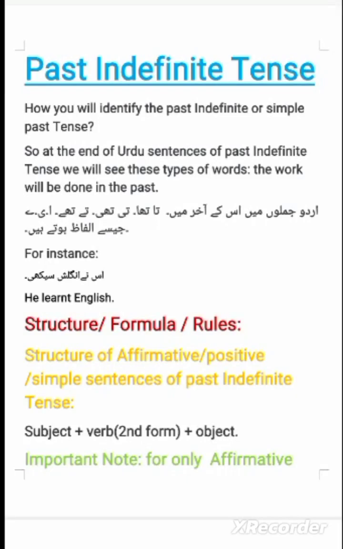So, again, today I'm here with a new video about past indefinite tense. As you know, I have uploaded all the types of present tense, right? I have uploaded the detailed videos about present indefinite, present continuous, present perfect, and present perfect continuous tense.